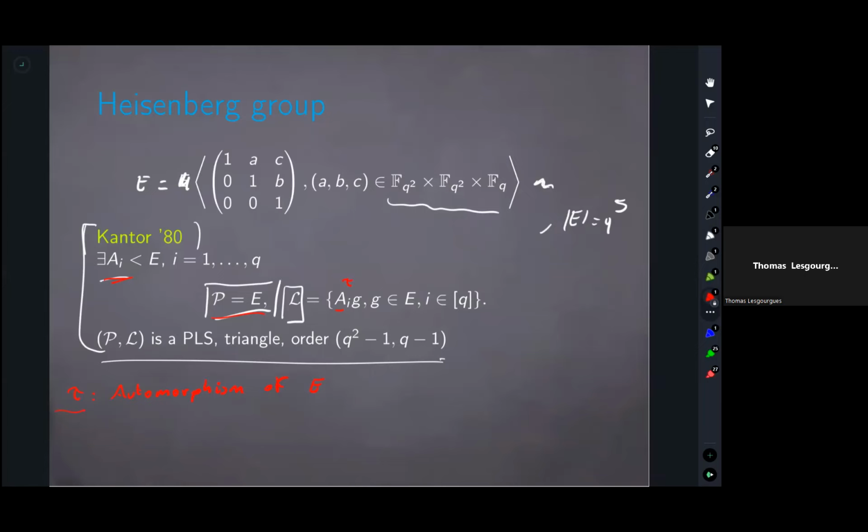Okay, so what we need now is actually tau_1 to tau_R. We need a family of automorphisms of E that will give us some new partial linear spaces, and we have some condition because we want the lines to be disjoint and so on. So at that point we started saying, okay, we have some ideas, we looked, and the first idea we had, of course, is looking at inner automorphisms.